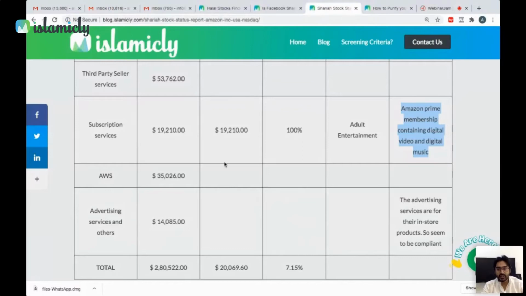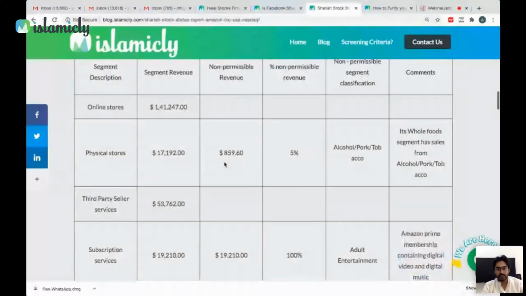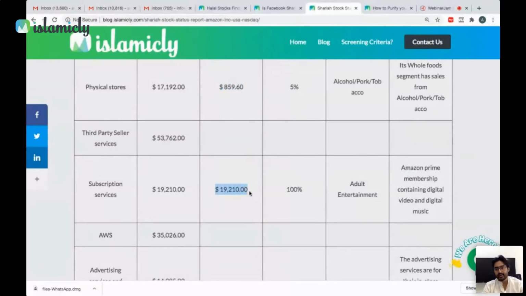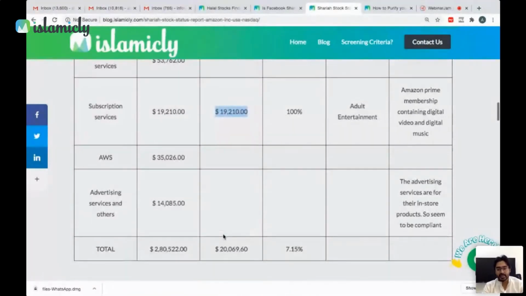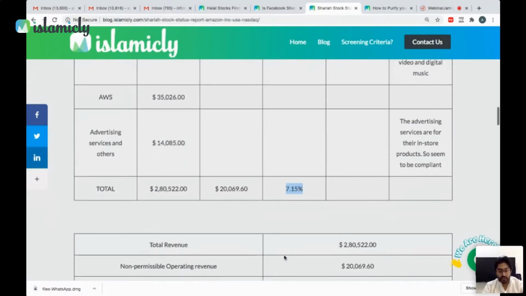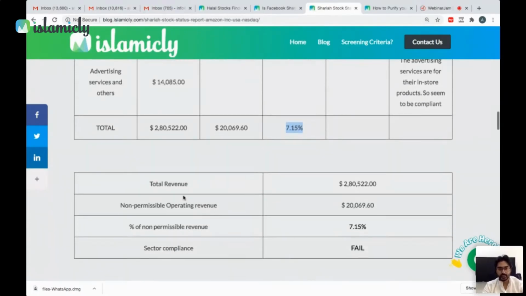Now, given the non-permissible activities of Amazon, which is $859 million and $19,210 million, it comes up to $20 billion. Over $280 billion, it becomes 7.15%. Hence, it breaches the 5% threshold. It is also given over here.